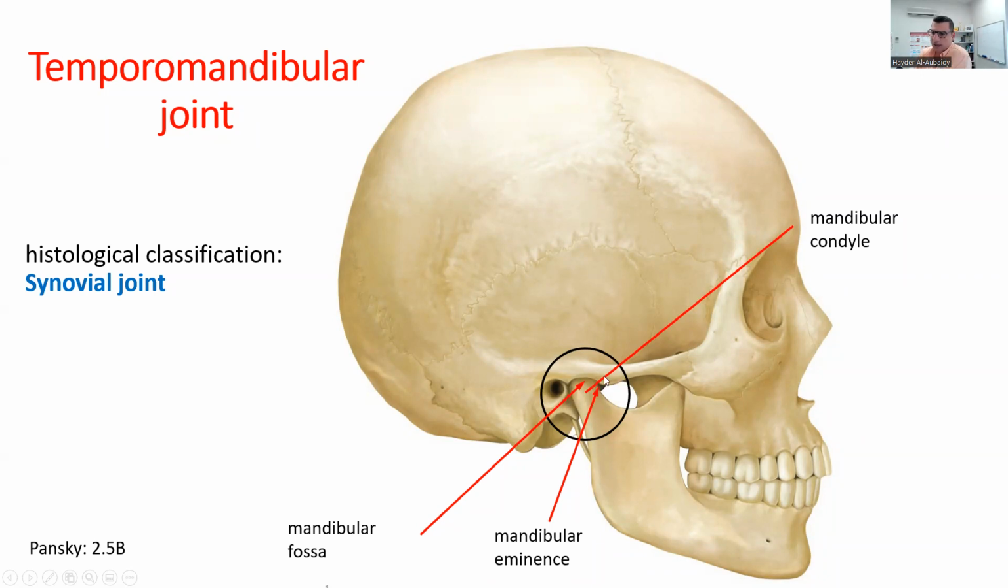So here the articulation is between the mandibular condyle of the mandible, which is this one here, with two articular surfaces of the skull side. The first one is called mandibular fossa, which is this depression. And the other one is called mandibular eminence, which is this protrusion here. Okay.